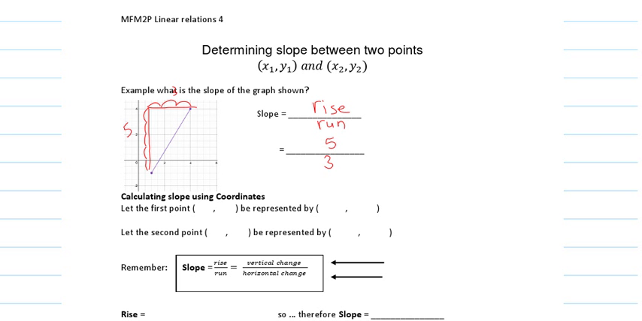Now there is another formula that we can use to find the slope, and that's when I don't have the line, I just have the 2 points that are on the line. Okay? So if the question gives me 2 points, how do I do that? Okay? So here's what we're gonna do. We're gonna call.